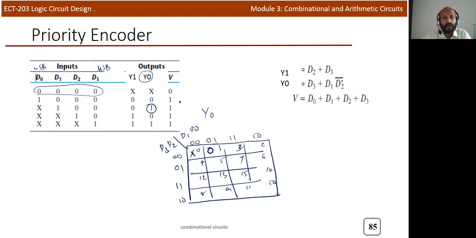Now we also need to design the circuit for V. When you design V, we'll get 4 cases where V is equal to 1, and those are D0, D1, D2, D3. So if any one of the inputs is 1, V is equal to 1. If all inputs are 0 0 0 0, the V output is 0, so that is an invalid combination. Either you can use the K-map to simplify this, or you can directly write this from the table itself.